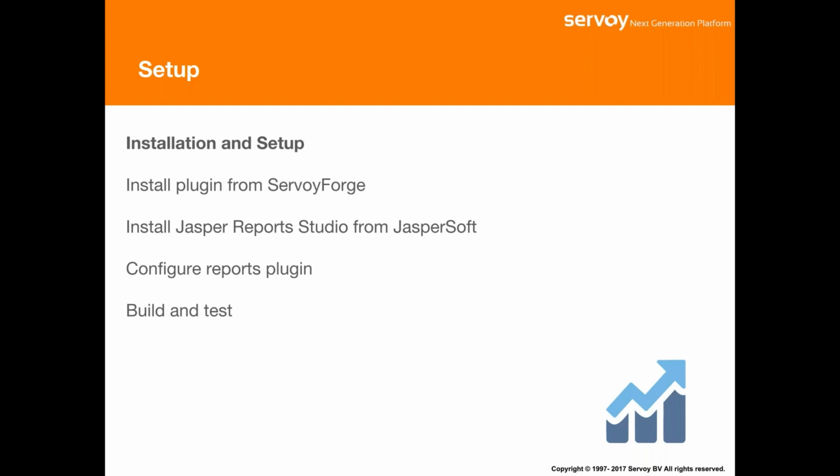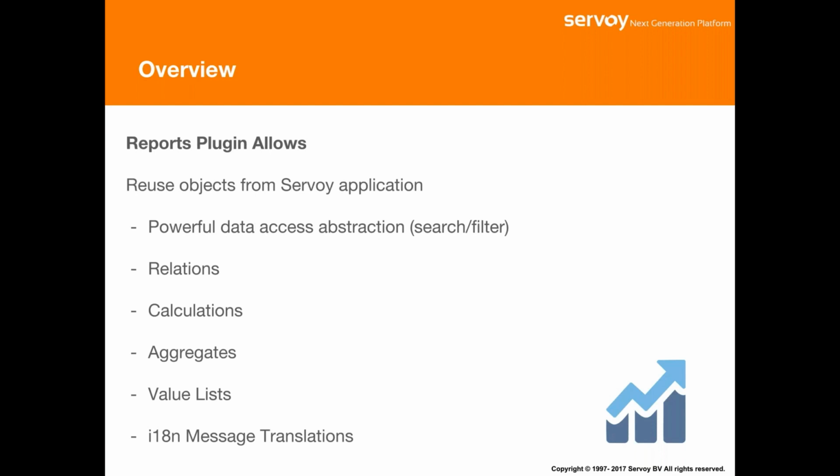Again, you install the plugin from Servoy Forge. You pick the right version depending on what your needs are. There's documentation there on what's available. You do have to install the JasperReports Studio from JasperSoft, so you do have to go outside of Servoy to develop the report. But it's a pretty intuitive WYSIWYG to design the report. Do a little bit of configuration on the reports plugin, and then you can start building and testing right away.